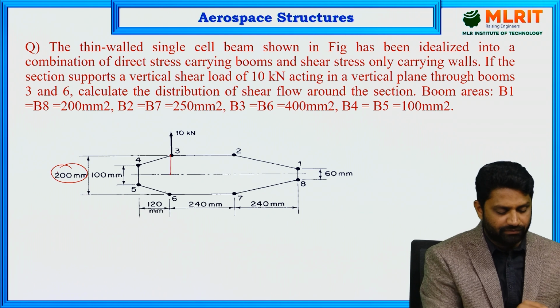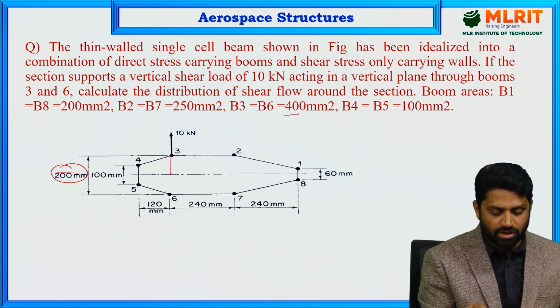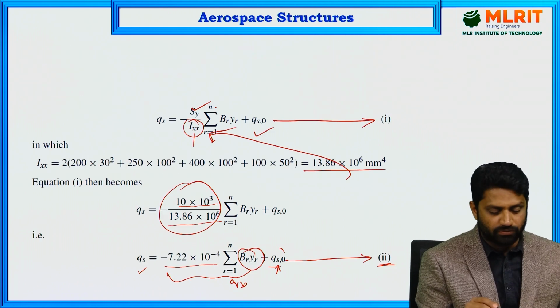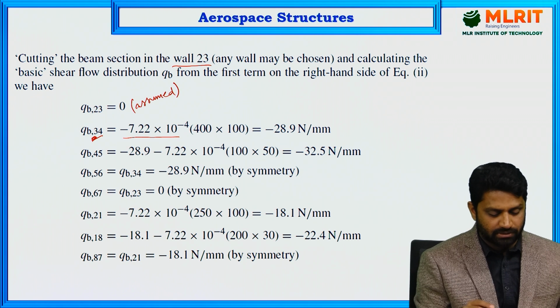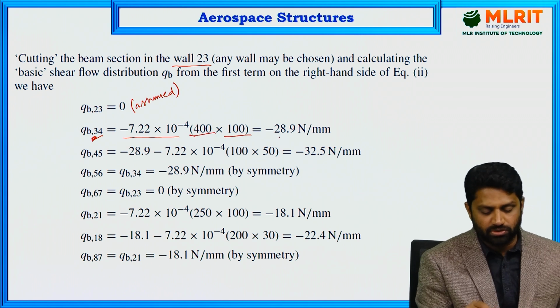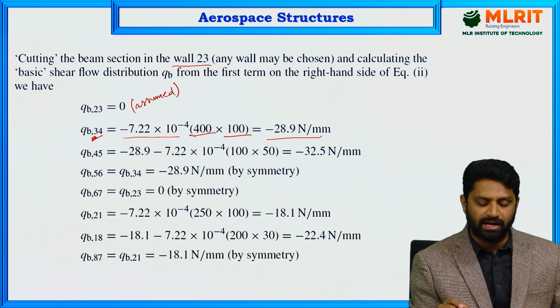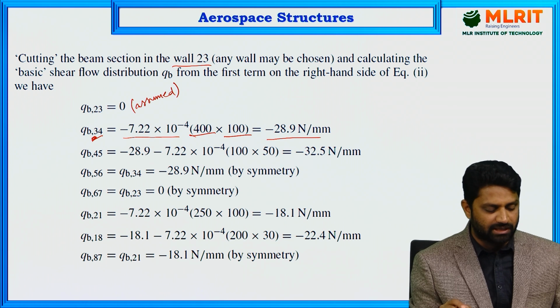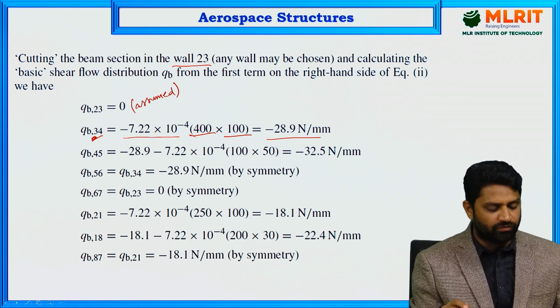Okay, half of this one. So you have to substitute 400 into plus 100. So 400 into 100. So you get minus 28.9 Newton per mm. Similarly, the next shear flow for 4-5 you have to consider.